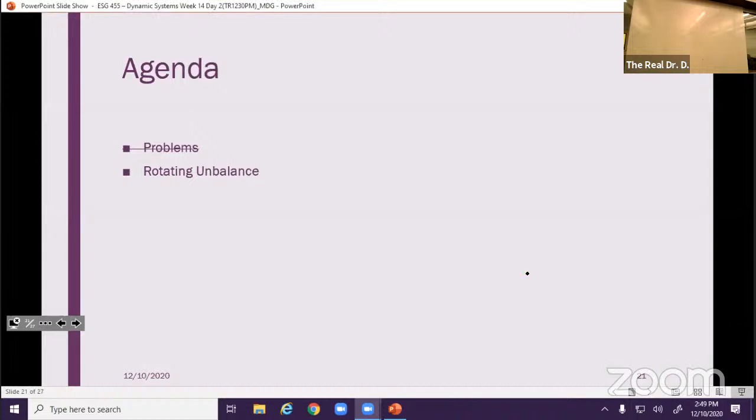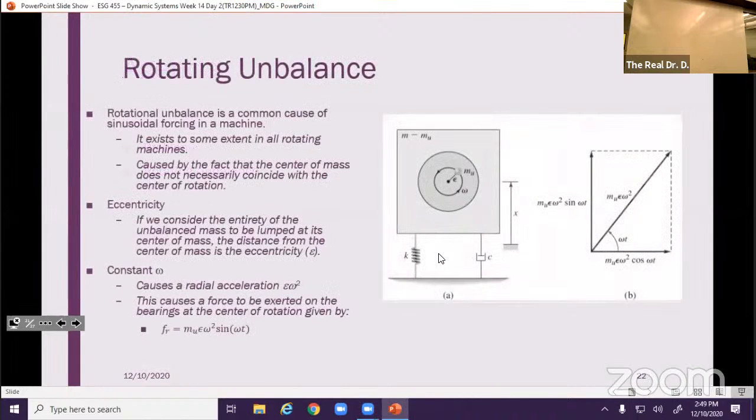So what is rotating unbalance? Well, rotational unbalance is a common cause of sinusoidal forcing in a machine. So think of it this way. I don't remember if I talked to you guys about this or if this was the other class, or if I'm just repeating myself every day.